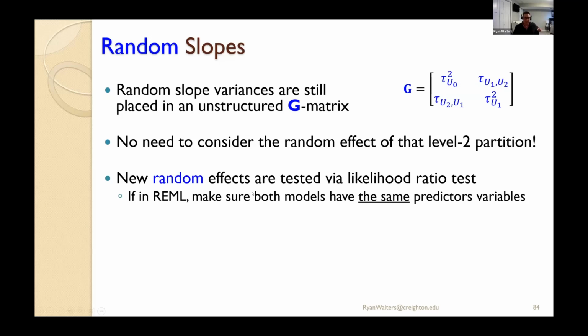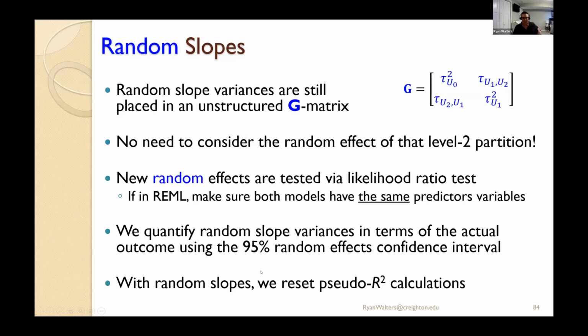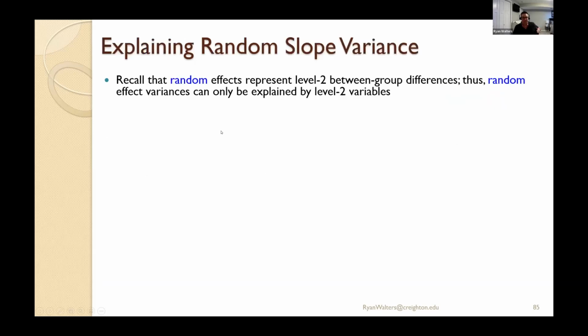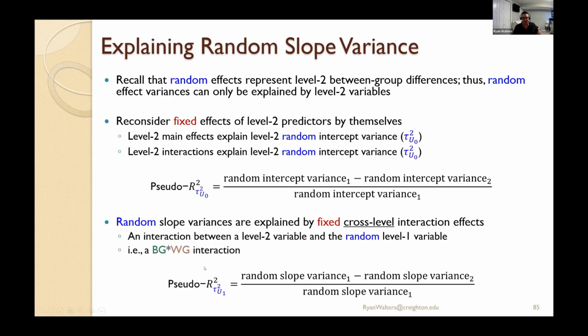New random effects are still tested via likelihood ratio test. We quantify random slope variances with random effects confidence intervals, and we reset our pseudo R-squares. We explain random slope variances the exact same way. If within state age has statistically significant between state differences in the size of its effect, we can explain those differences by cross-level interactions. We can quantify how much variance is reduced using pseudo R-squared, just like we had done previously.